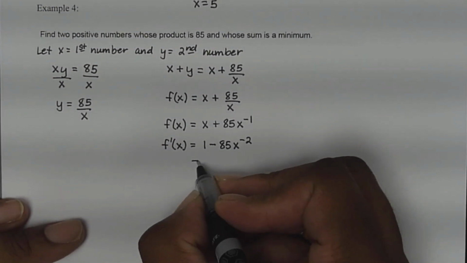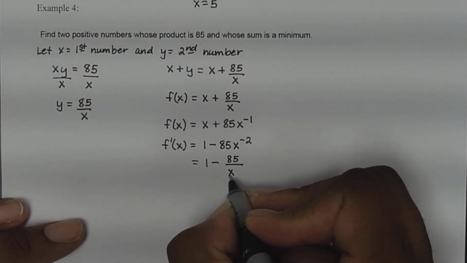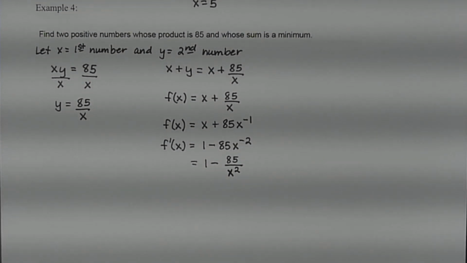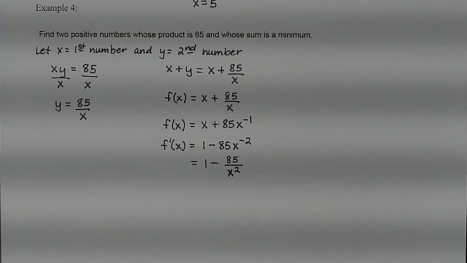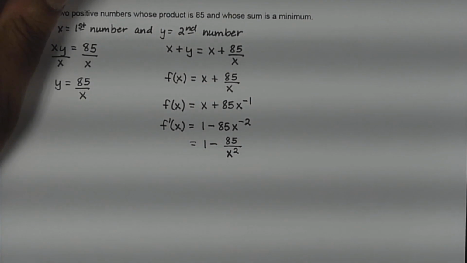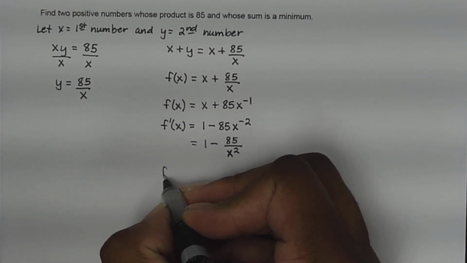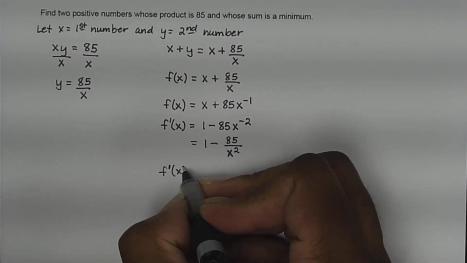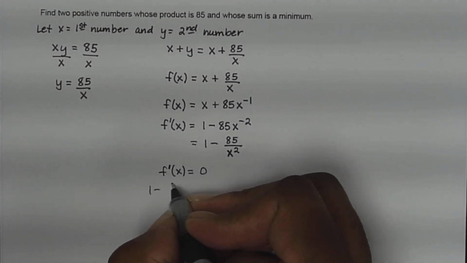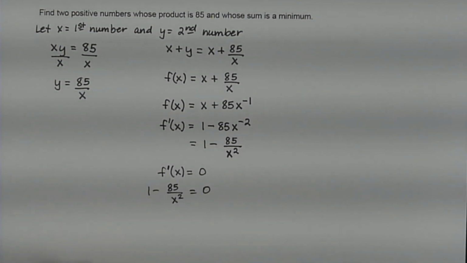And then I can write that using positive exponents as 85 on top, and the x in the denominator to the positive 2 power. So f prime of x will be 1 minus 85 divided by x squared. Then the next step would be to set f prime of x equal to 0. So 1 minus 85 over x squared equals 0.